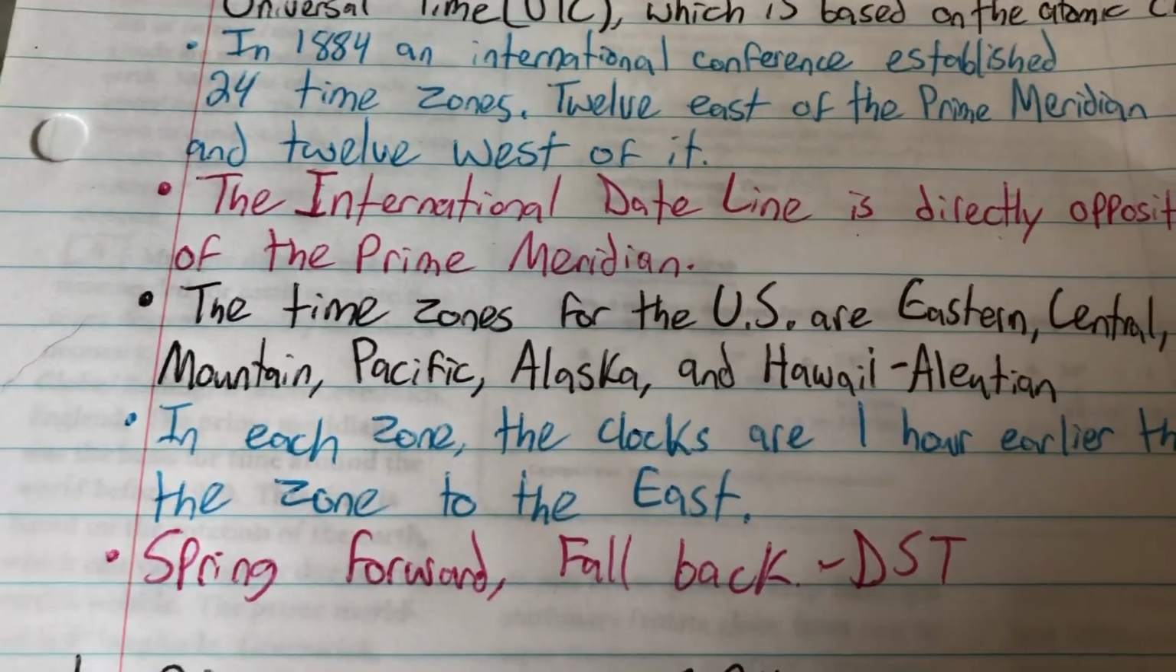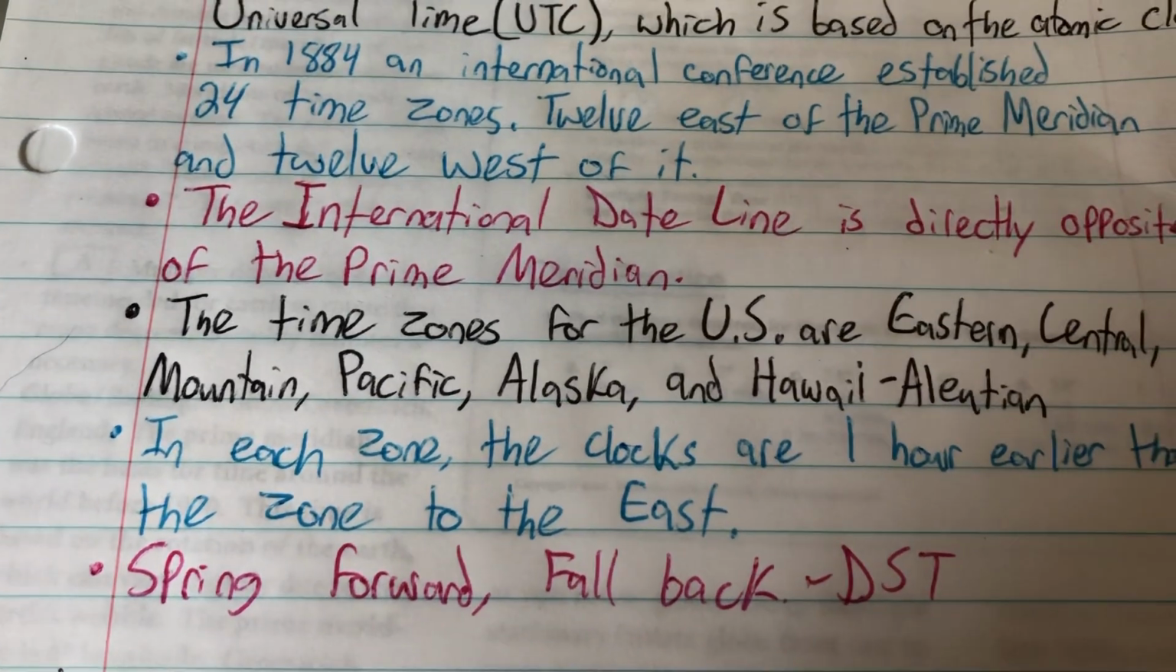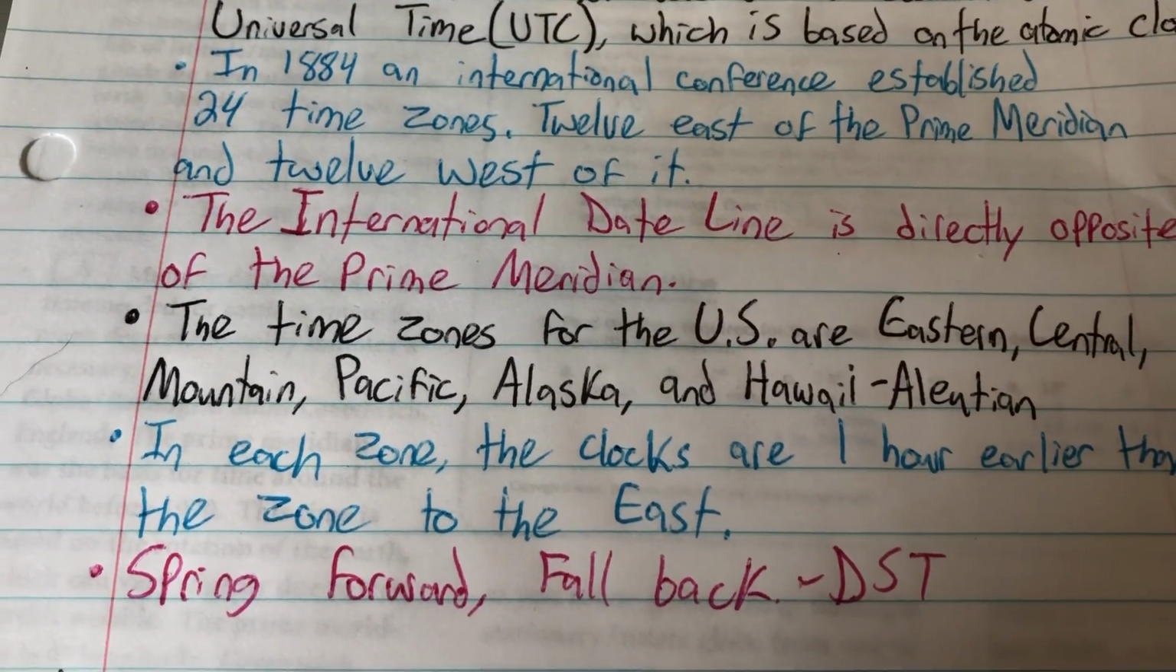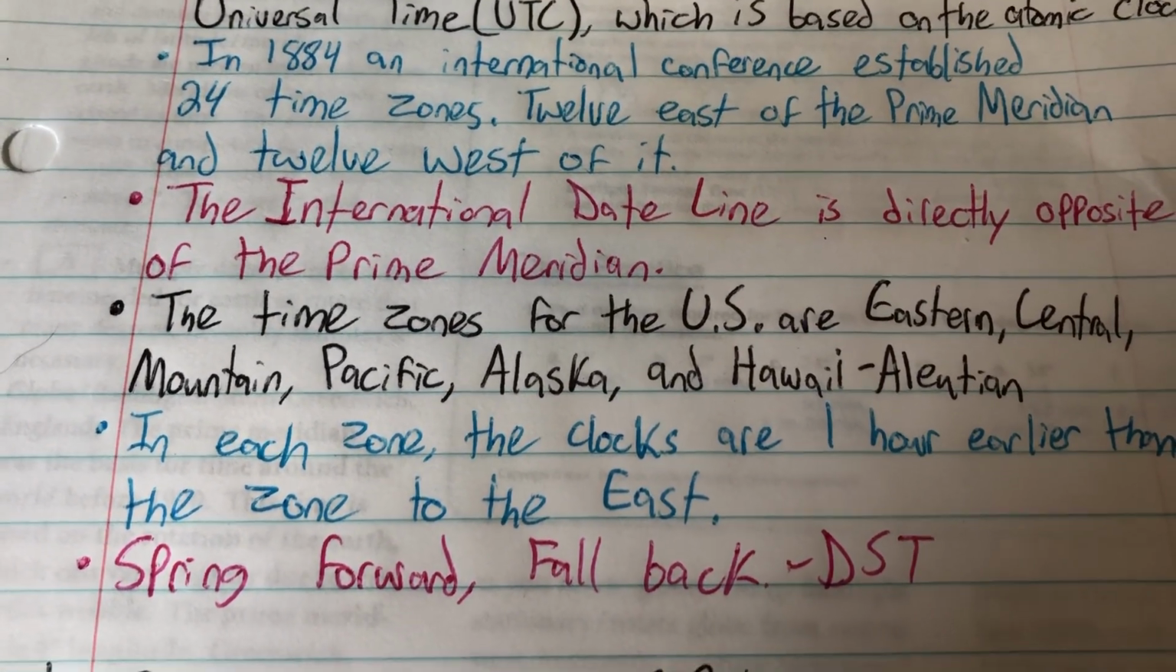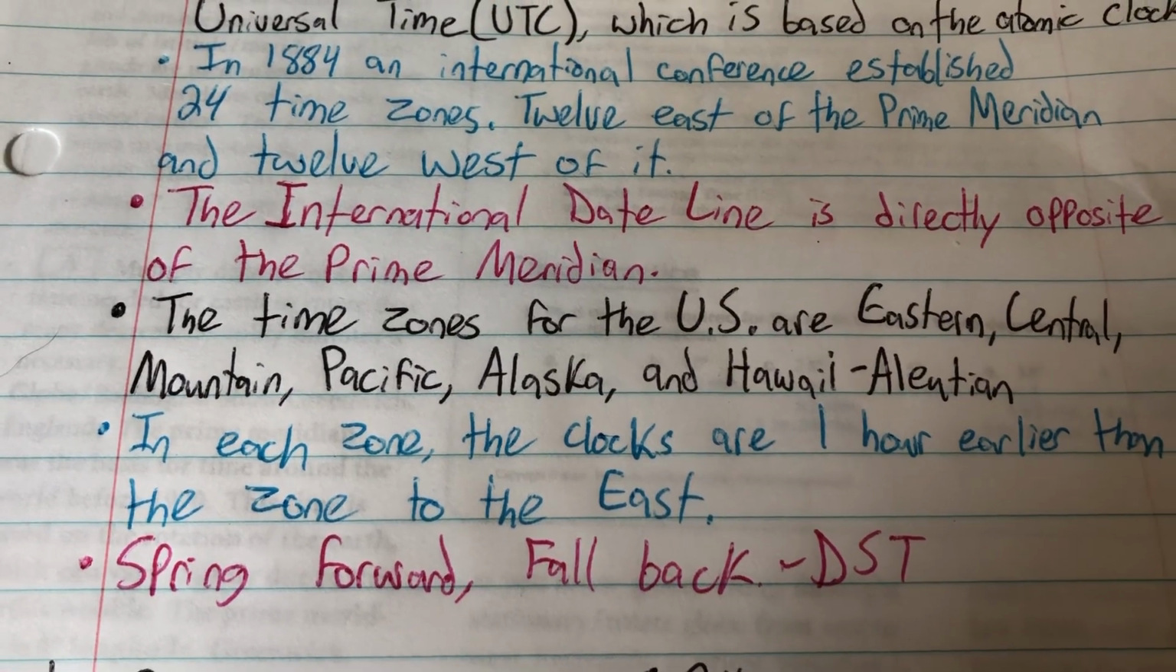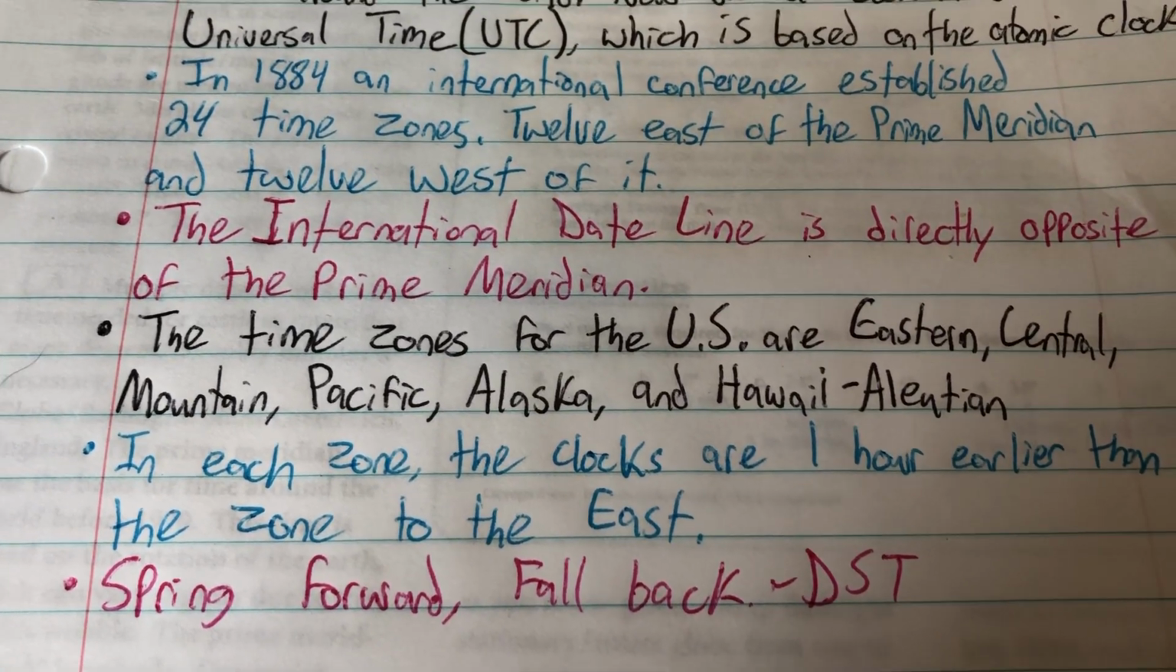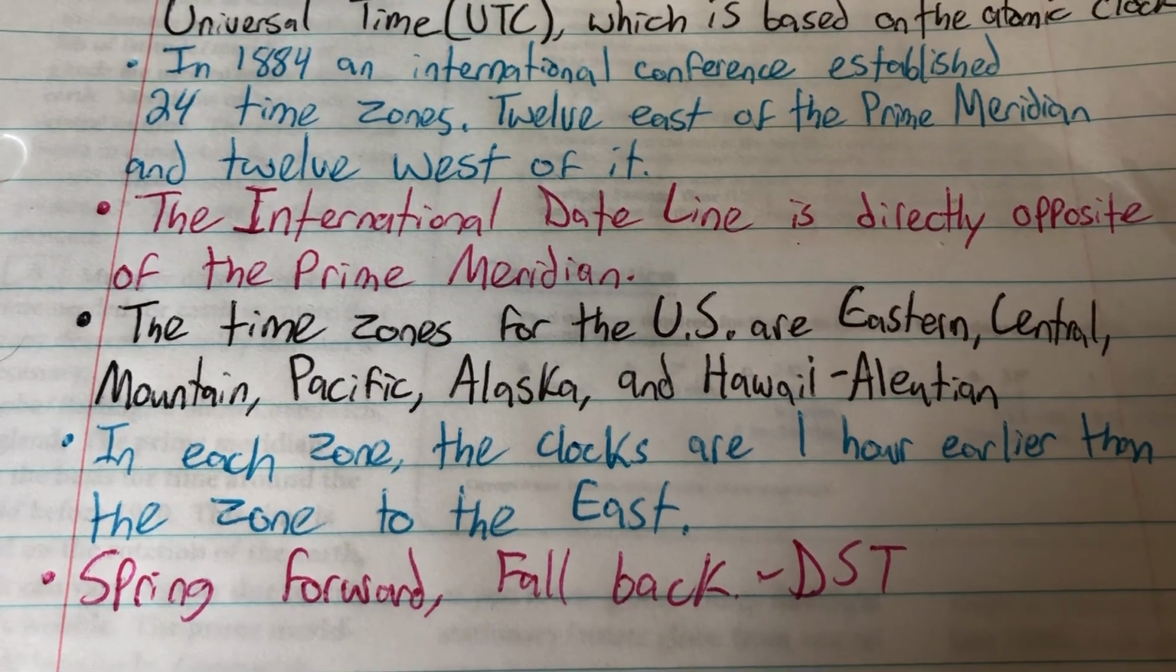The U.S. uses daylight savings time. The way to remember that is spring forward and fall back. In spring, we set our clocks forward an hour. In the fall, we set them back an hour.